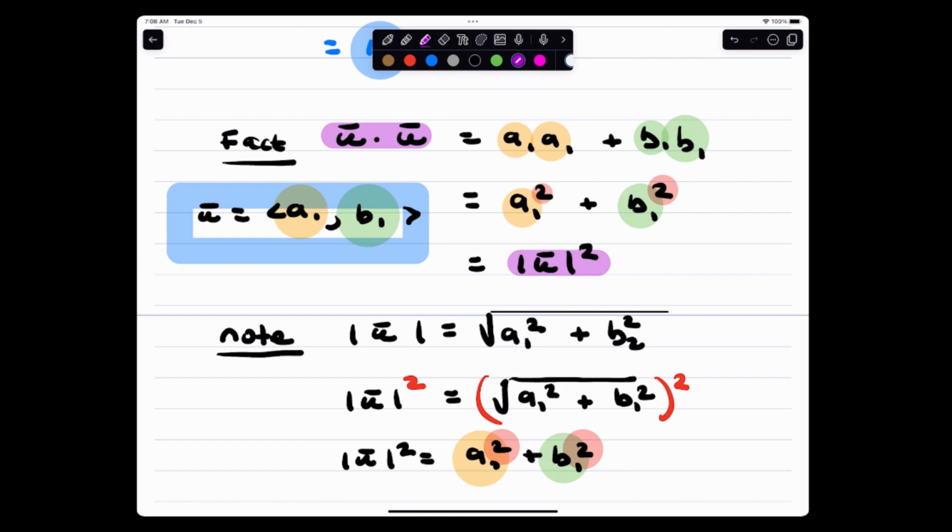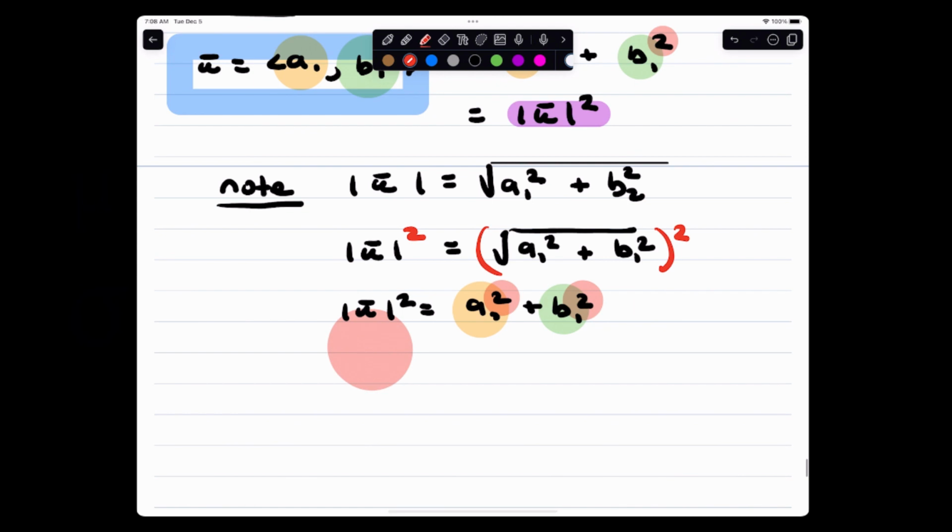Yeah, it's related to, it is the Pythagorean theorem. That's right. This is like that c squared. You're right. Exactly. This is like that c squared, because c is the length of the vector, right? So you're right. This is kind of like Pythagorean theorem. Absolutely.